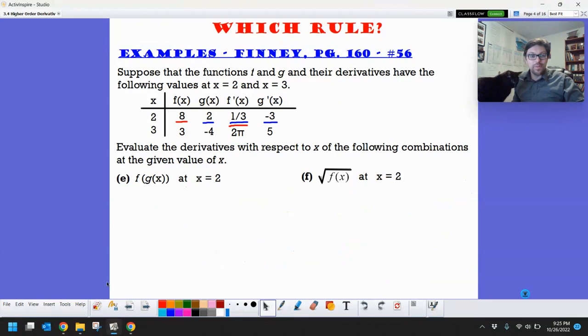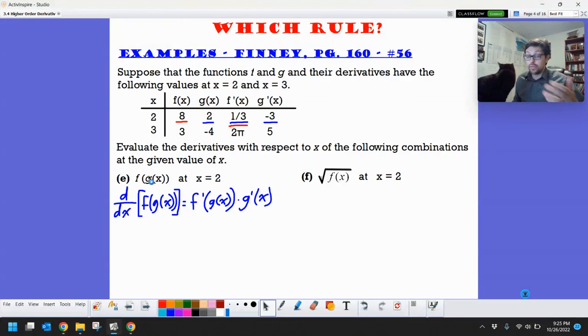In this example, we've got a composition of different functions. We've got f of x inside of g of x. So that's telling me I need to do the derivative of the outside using the chain rule to find f prime, leaving that inside alone. And then find the derivative of the inside.